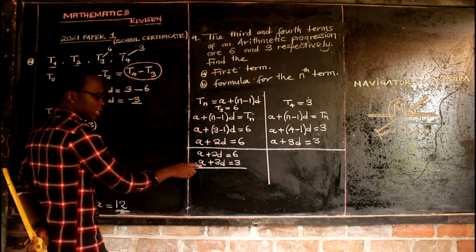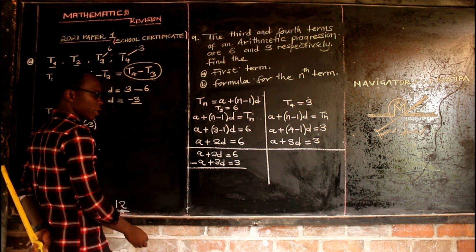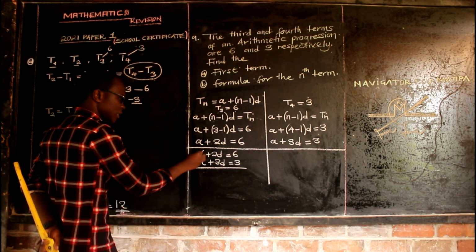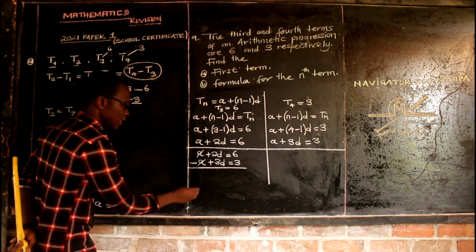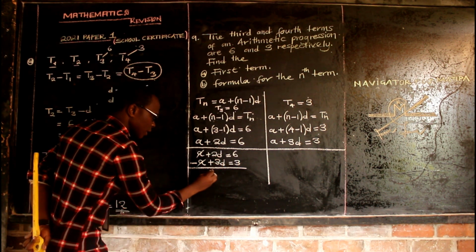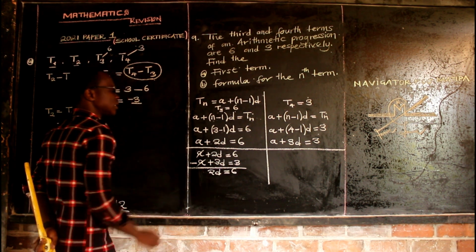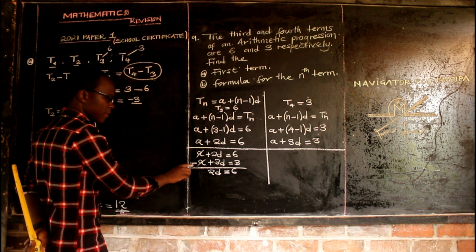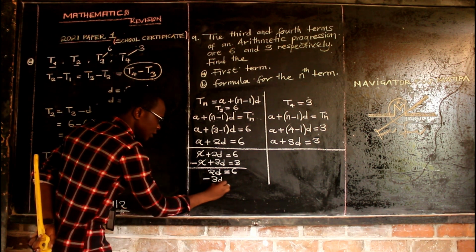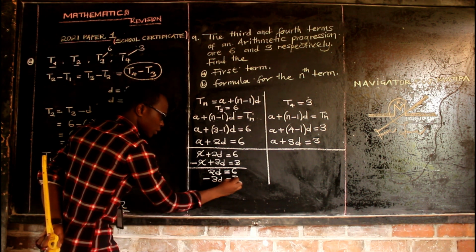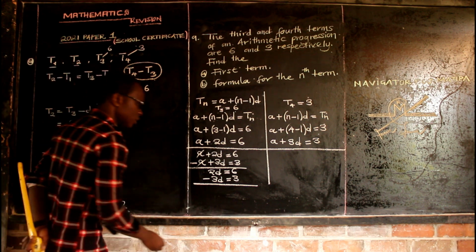Okay? A and a can be eliminated because they have the same coefficient and same variables. So a minus a is what? It's 0. Okay? Then in this case, you maintain this one on top, you say 2d is equal to 6. Then negative times positive, it's negative 3d is equal to 3. Okay? Have you seen? Then just subtract.